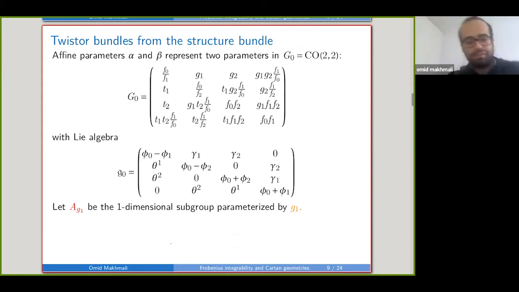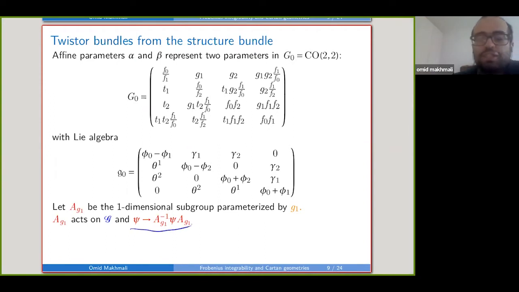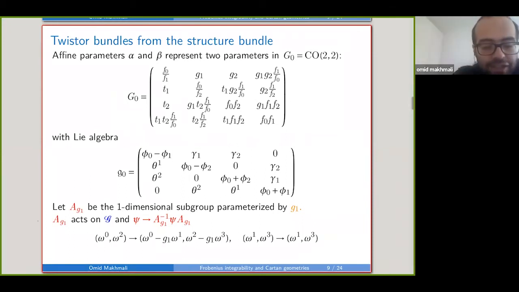But knowing this, one can also make an interesting observation. Given the structure group, let A_G denote the one-dimensional subgroup of G0 or of the parabolic P1 that is given by G0, so everything else is zero and we only take the parameter G1. This can be checked to be a normal subgroup, and it acts on the principal bundle and the Cartan connection changes by conjugation because of the covariance of the Cartan connection. And by the action of G1, one can see that the coframe omega i's go through this change.